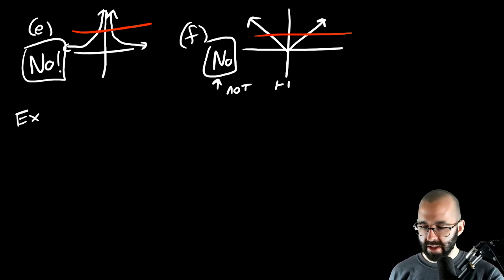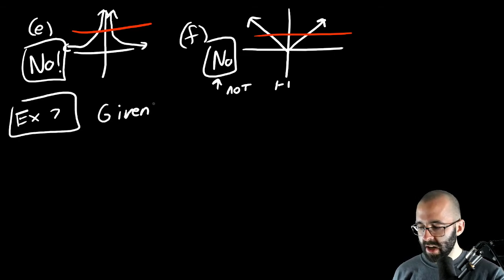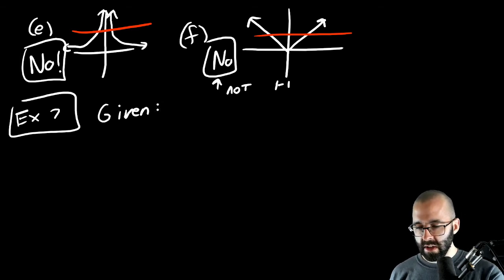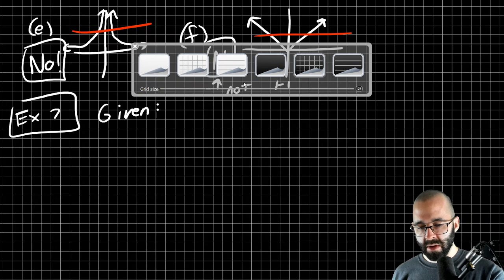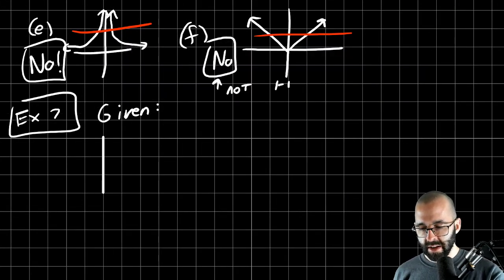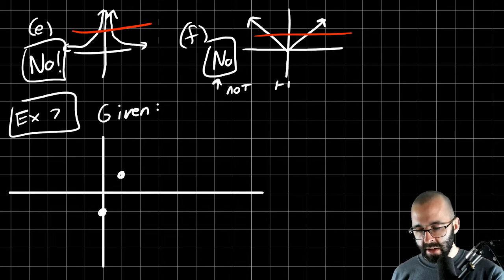More graphing information. Example 7. Given the following graph, I'm going to ask you some questions. Let's get out the graph paper. I love how I can just click and immediately my paper turns into graph paper. I'll give you the function with these points, and it's a line.